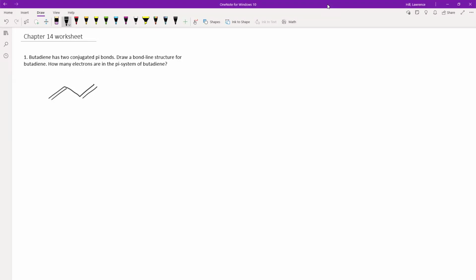How many pi electrons are in the pi system for butadiene? There's 2 here and 2 here, a total of 4 pi electrons.